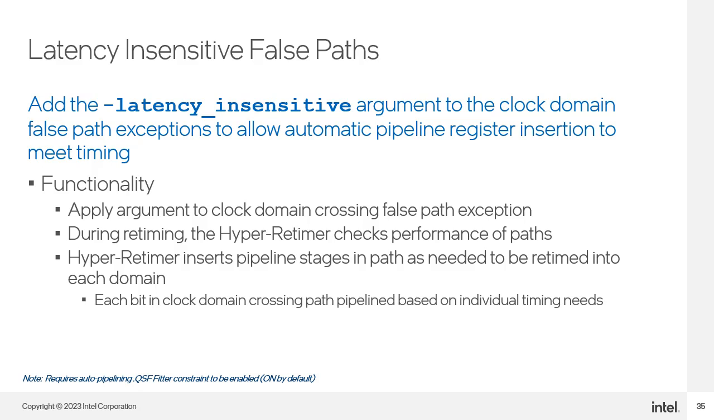Once applied, during retiming, the HyperRetimer checks the domain crossing paths and inserts pipeline stages which will retime forwards and backwards into each domain as needed in order to meet timing. Note that each path is retimed separately according to the timing needs of that path, so each bit of a single bus might be pipelined differently.